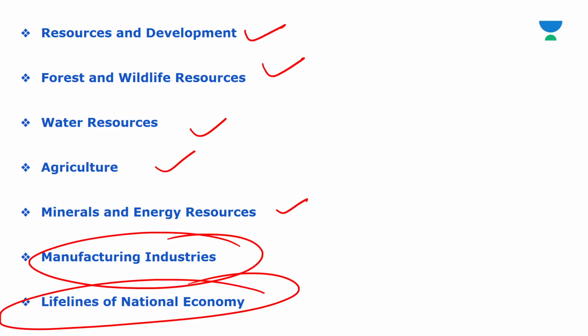Then industries are also classified according to their main role. The main role, like basic or key industries, are those which supply their products as raw materials to manufacture other goods, for example iron and steel, copper smelting, aluminium smelting, etc.